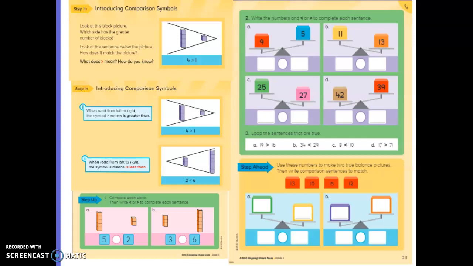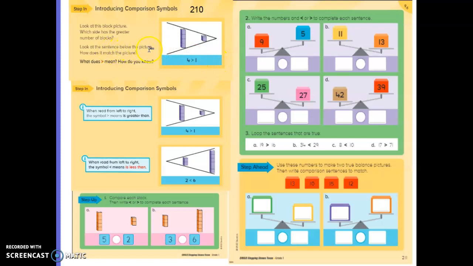We've done this a little bit already this week. We're going to take a little bit more of an in-depth look at it. So you should be on page 210, put it at the top here. And we're on 9.6, page 210. Let's look at this picture. Which side has the greater number of blocks?